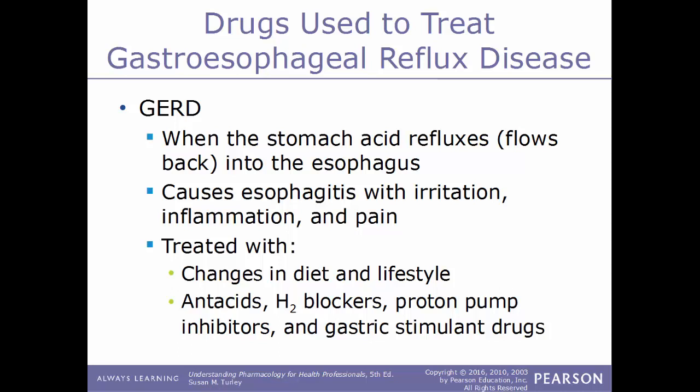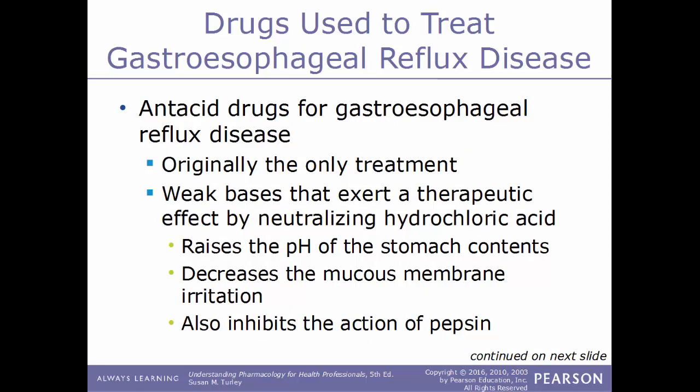This is treated with changes in the patient's diet and their lifestyle. It can be treated with antacids or H2 blockers or proton pump inhibitors or gastric stimulant drugs. Let's see, antacid drugs for gastroesophageal reflux disease. Originally, this was the only treatment that was available.